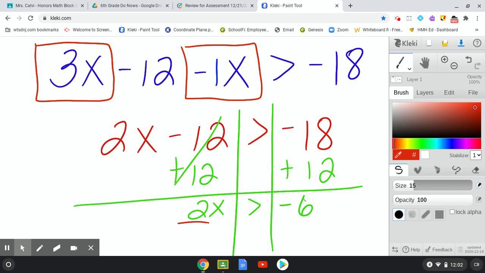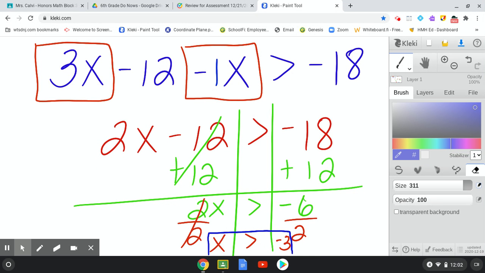I now need to get rid of my 2, and it's positive, so I don't need to change my inequality symbol. X is greater than, a negative divided by a positive is a negative. 6 divided by 2 is 3. So my final answer is x is greater than negative 3. If I were to graph this, my variable's on the left, I don't need to change it. I would have an open circle at negative 3 going to the right. All right, one more example.